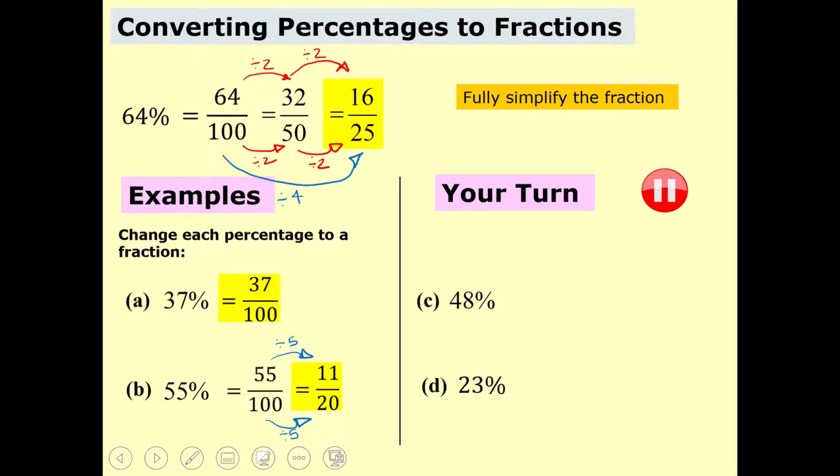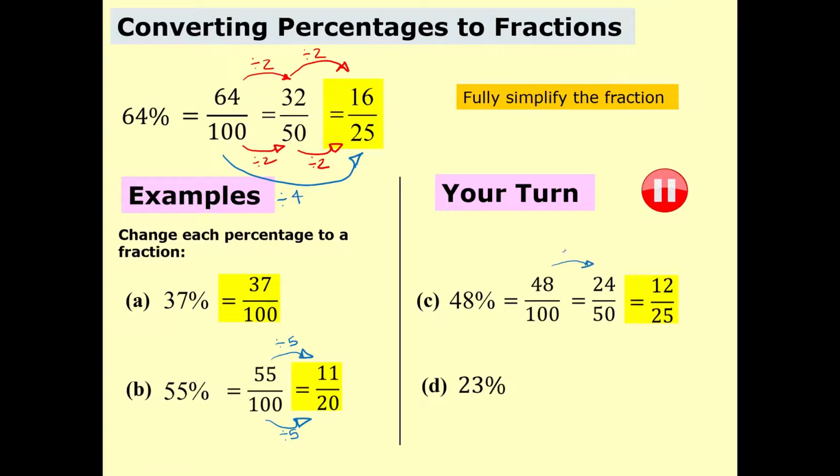So first one, we're going to write 48 over 100 to start off our fraction, and we're going to decide if we can simplify this. So 48 and 100, we can indeed divide them both by 2 first to get 24 over 50, and we can take it one step further and divide by 2 again. So again, we have divided top and bottom by 2 to get to 50, and then we've decided it's not fully simplified, so we're going to divide it again.